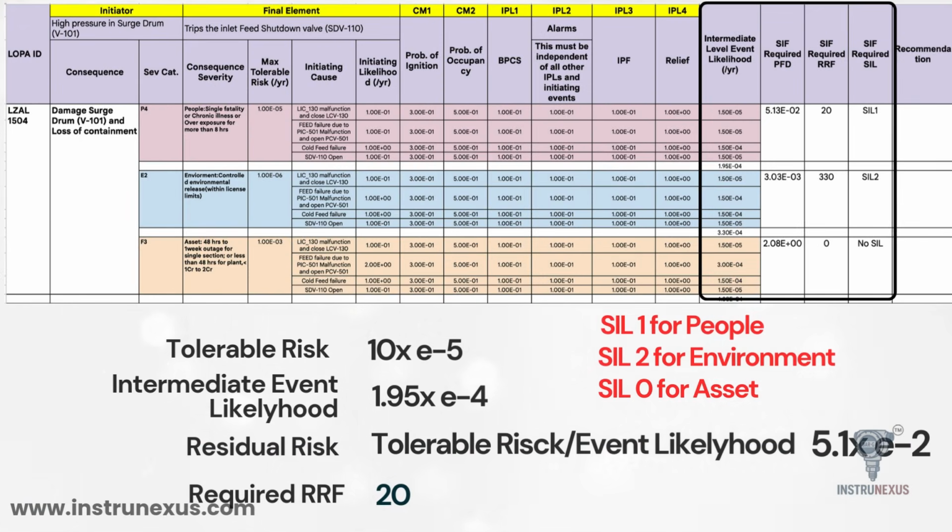After the probabilities of failure of the IPLs are filled in based on reliable sources, now we perform the calculation. We take the initiating event frequency, say, once in 10 years. We multiply it by the PFD of our IPLs, say, a relief valve works 99% of the time. This gives us the intermediate level event likelihood per year. We compare this number to our tolerable risk criteria, say, once in 10,000 years. If our mitigated frequency is higher than the tolerable limit, the difference is the risk reduction gap. This gap tells us exactly how much stronger our safety instrumented function needs to be, usually determining if we need SIL 1, 2, or 3.